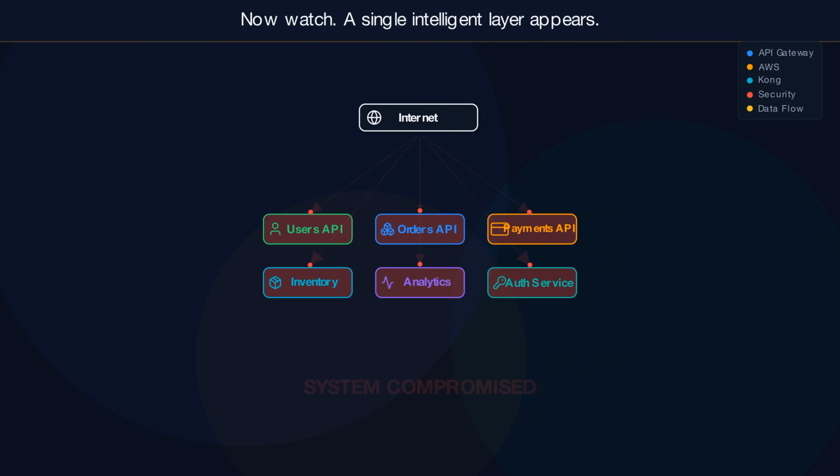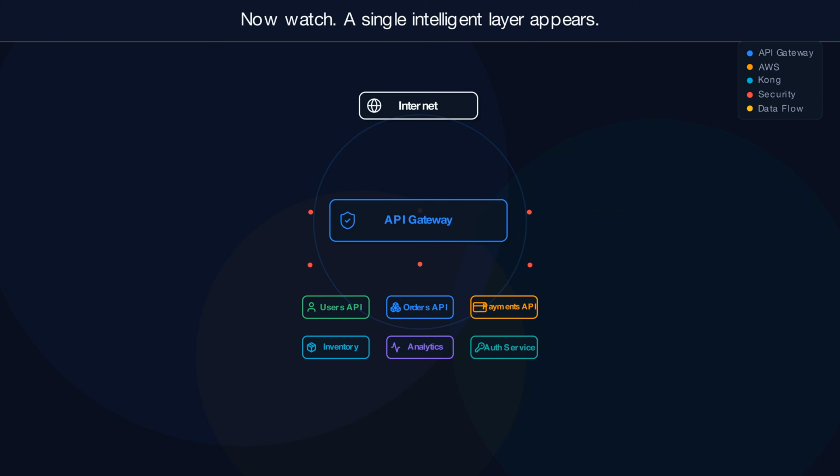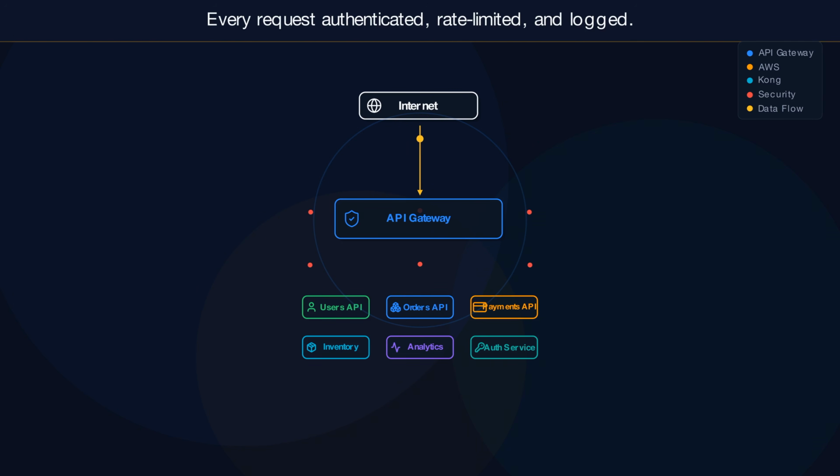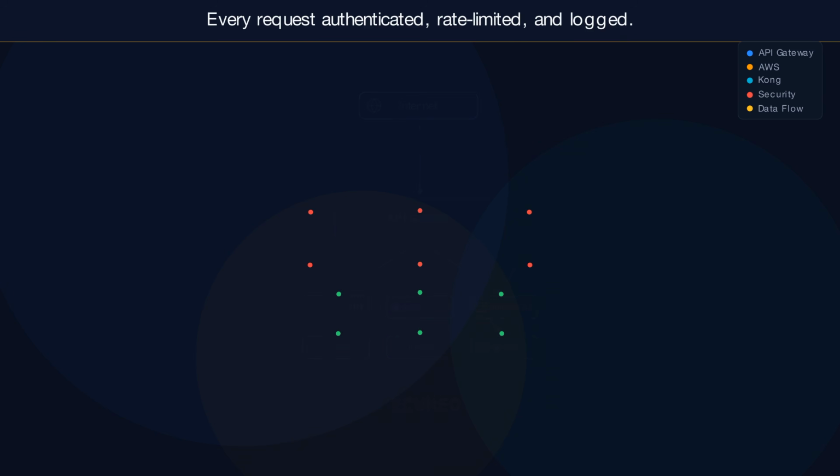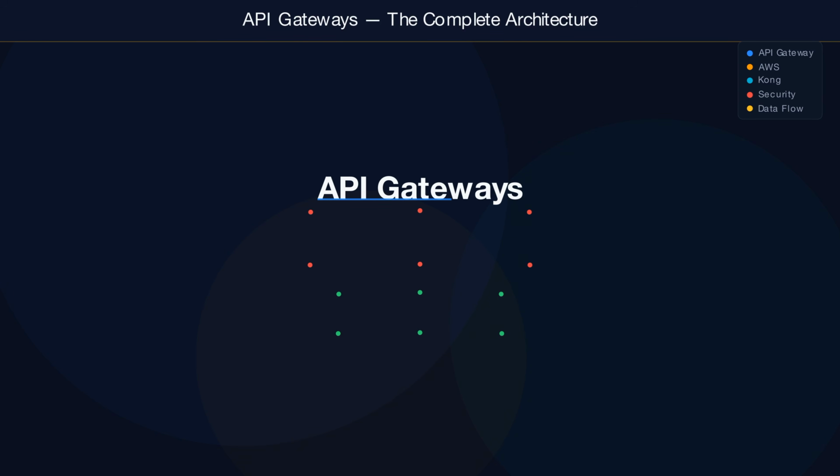Now watch. A single intelligent layer appears between your clients and your services. Suddenly, every request is authenticated with JWT validation. Every call is rate limited using token bucket algorithms. Every response is logged with distributed traces. This is an API gateway, the single most important piece of your external API infrastructure.